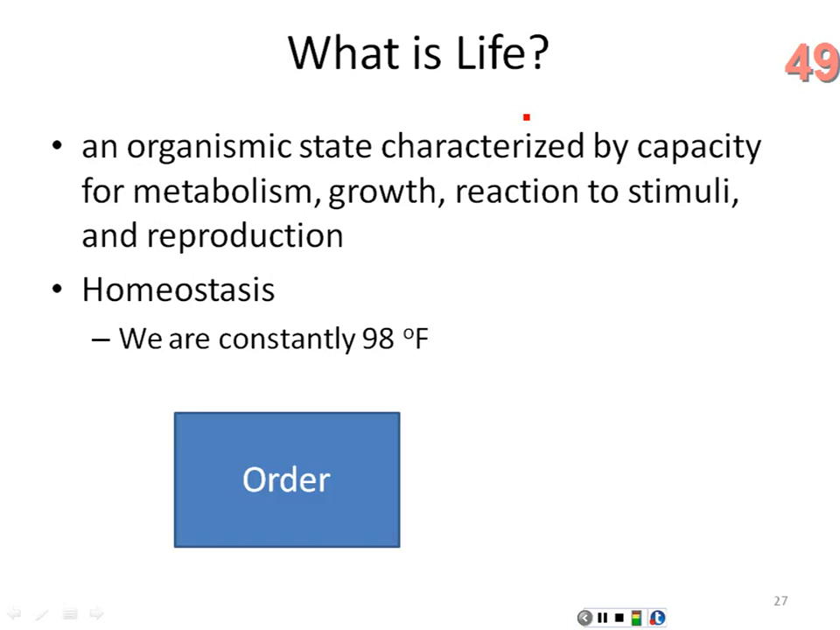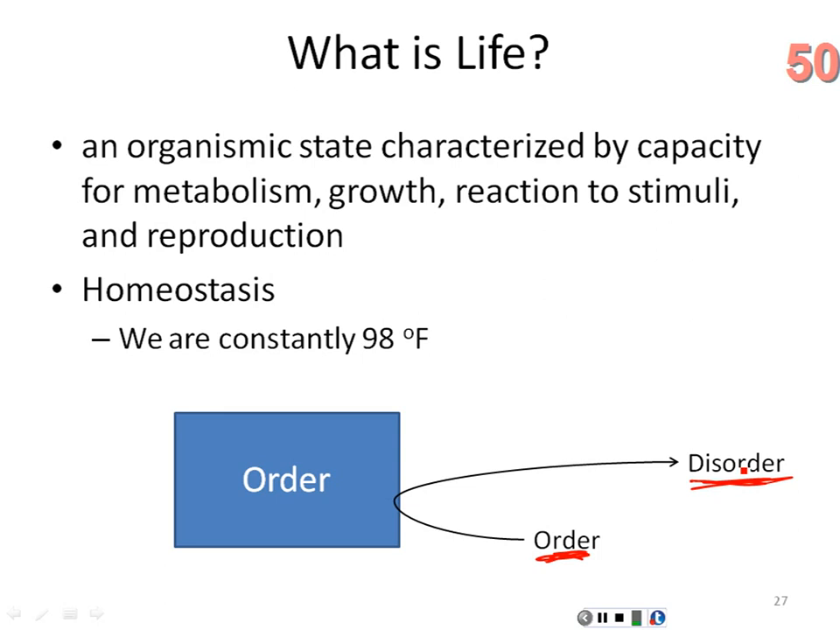We can think of life as an ordered system, an ordered enclosed system. And how does it keep that order? Well, it takes ordered molecules from the environment and it creates disordered molecules from those ordered molecules, and it uses that change of entropy in the environment to keep its entropy relatively steady.